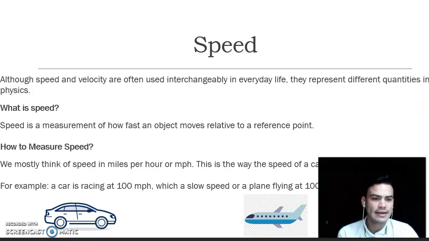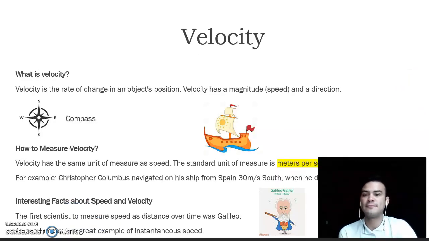Okay, let's see, the next one is velocity. What is velocity? Velocity is the rate of change in an object's direction. Velocity has a magnitude, speed, and a direction. This symbol here represents a compass. We have north, we have east, south, and west.